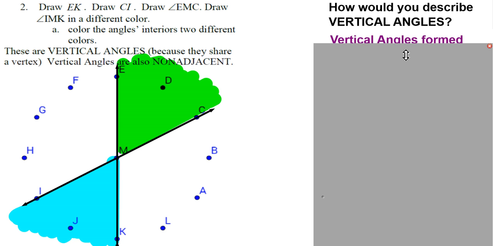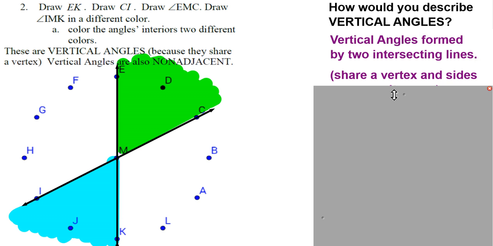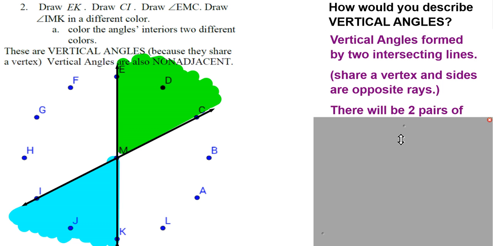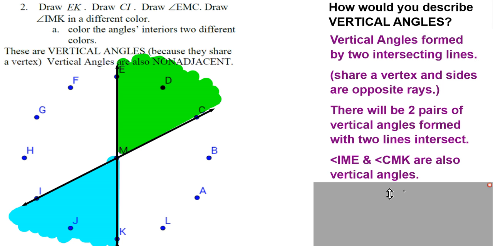So how would you describe vertical angles? They're formed by two intersecting lines or segments. They share a vertex and the sides are opposite rays from each other, right? So these are pointing in this direction and these are pointing in the opposite direction. Well, when these two lines intersect, how many angles do we have? Not just these two angles individually, but we also have these two angles individually as well. So we actually have two pairs of vertical angles that are being formed. So IME would be a vertical angle to CMK.